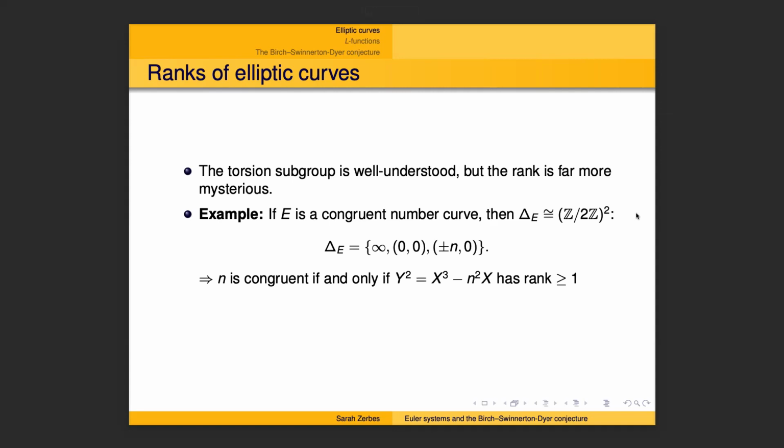Okay, so this already shows you that the rank is a really important and deep invariant of an elliptic curve. In particular, we can restate Fermat's theorem as: the curve y squared is x cubed minus x has rank 0, because we know that 1 is not a congruent number.